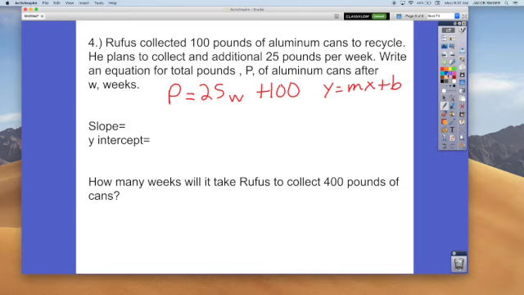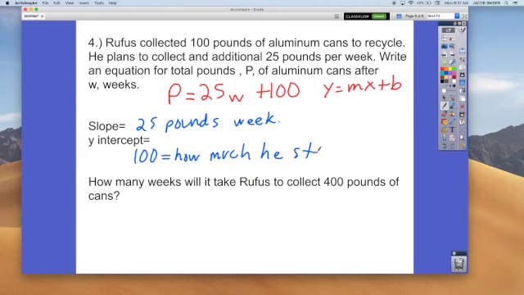So our slope is 25 pounds per week. Okay? And what's our y-intercept? Our y-intercept is 100. And that is simply just what? How much he started with.